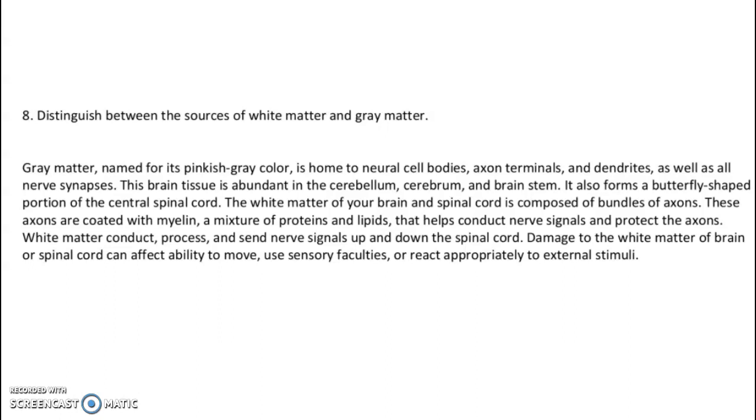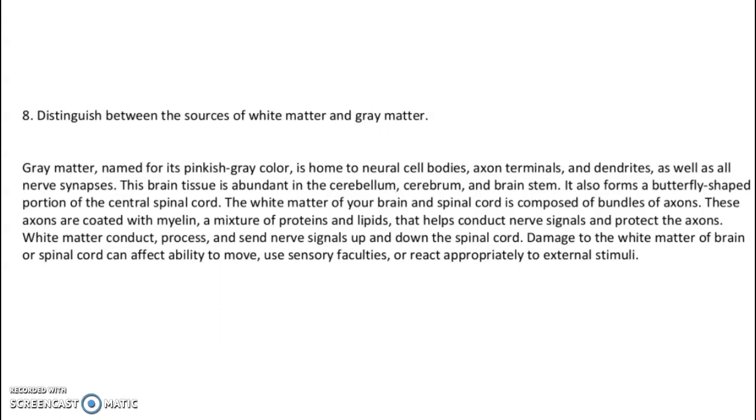Gray matter, named for its pinkish color, is home to the neural cell body, axon terminals, and dendrites, as well as nerve synapses. So this is where all the conduction of action potentials between different nerve cells happens.